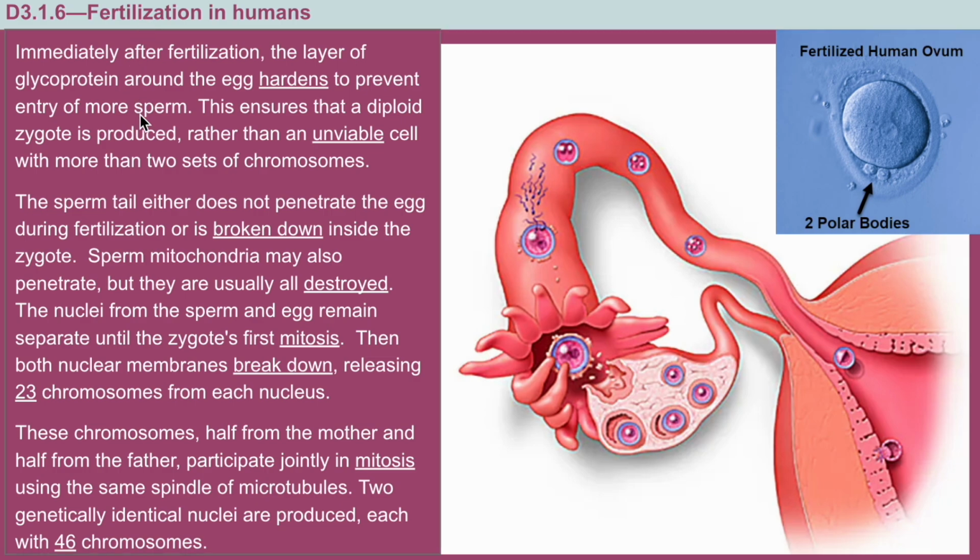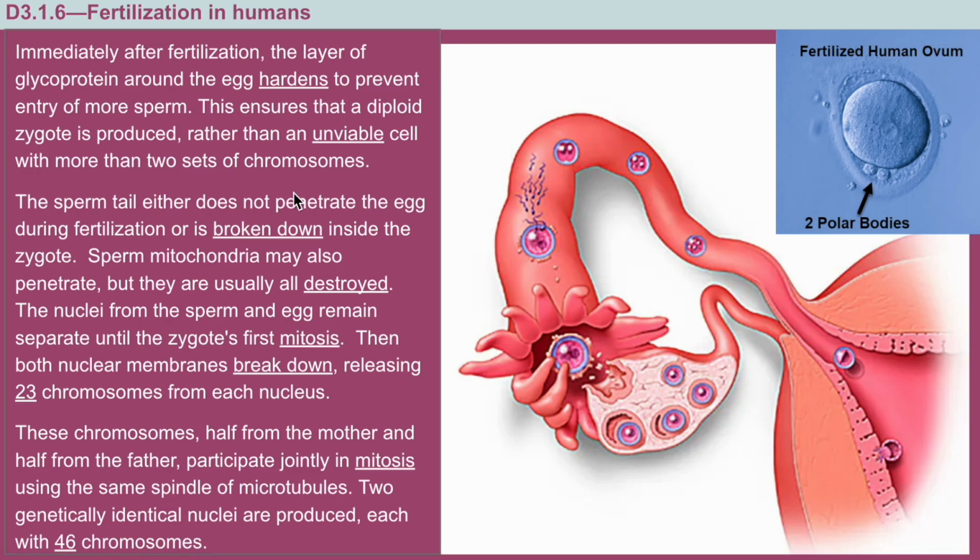If more than one sperm fertilizes an egg, it becomes unviable. We need to make sure that only a single sperm penetrates that egg. And so there are two major reactions that occur during fertilization, and we're going to look at those a little bit further down the line.